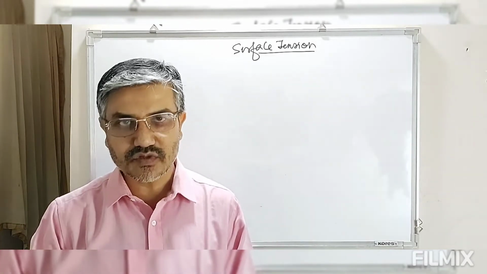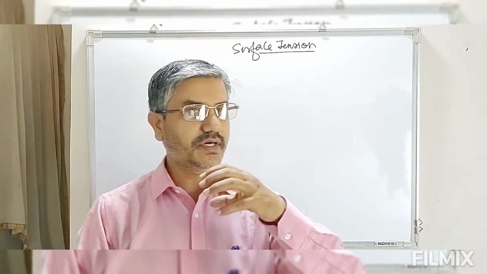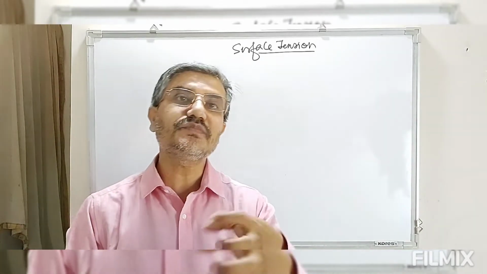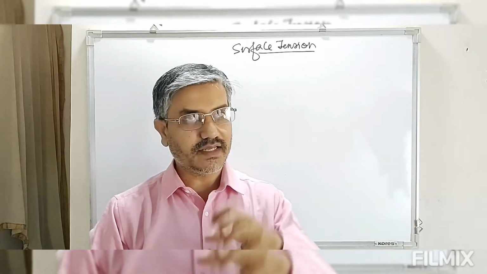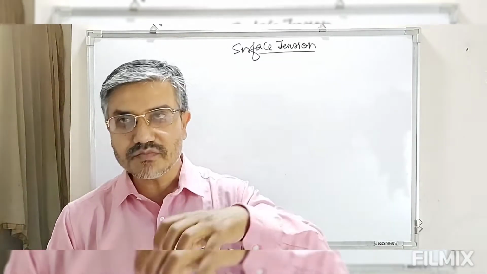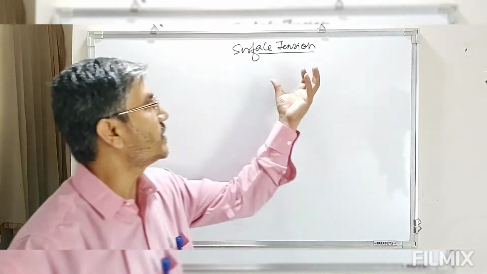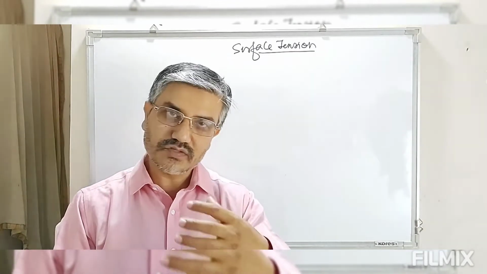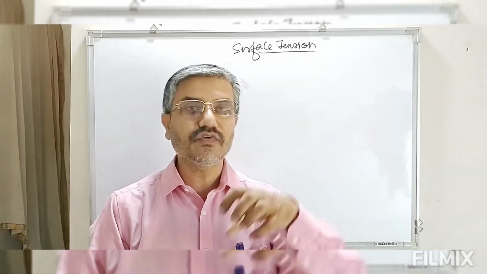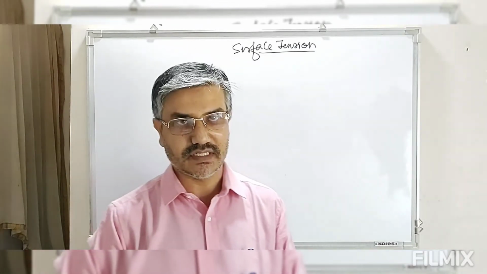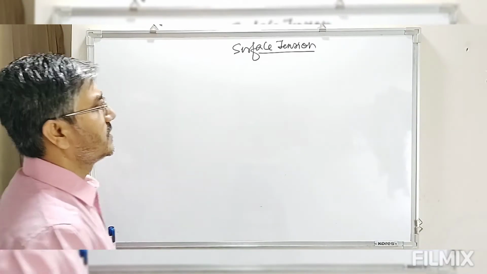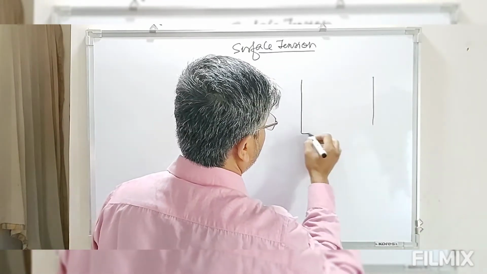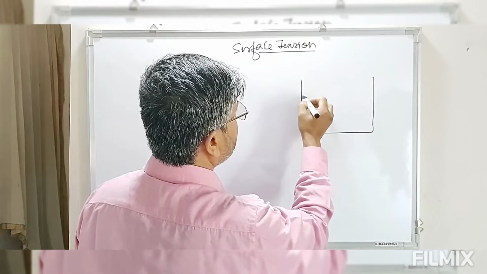By surface tension we mean a particular liquid has a tendency to assume the minimum surface area. This tendency of liquids to assume the minimum surface area is what we call surface tension. By this, liquids will try to assume a shape in which they have minimum surface area. To explain this, let's take a container with some liquid.